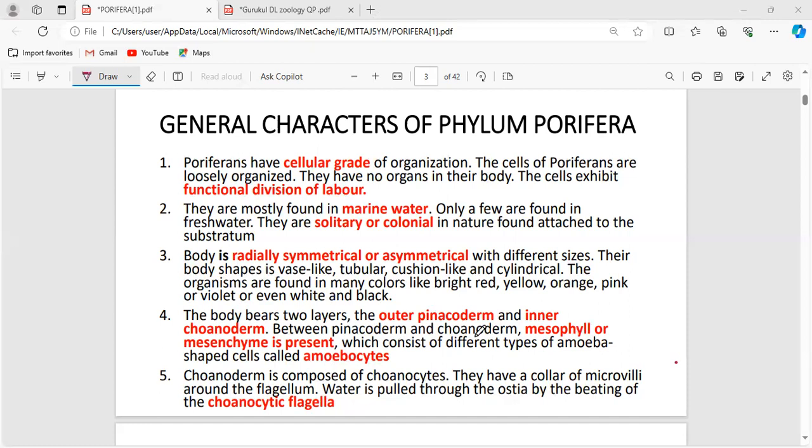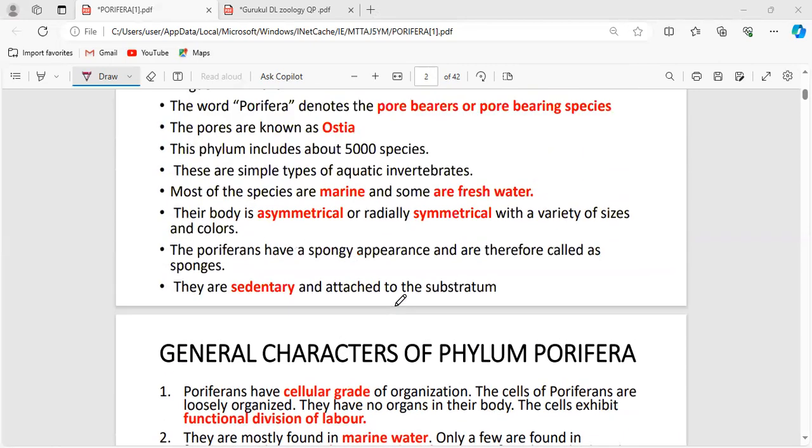Okay, answer my question. What is the technical term of the pores which are present in the entire body of the Porifera or sponges? Ostia. Very good. The phylum Porifera is made up of two different layers, inner layer and outer layer. What is the name of the inner layer and what is the name of the outer layer?